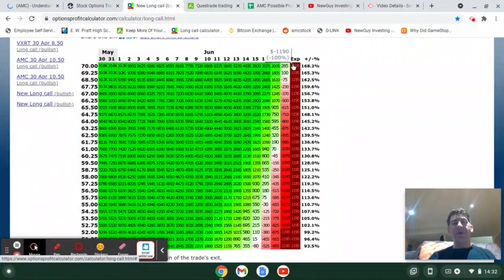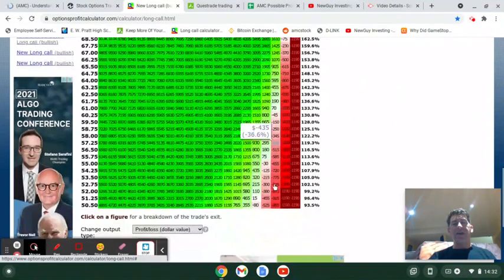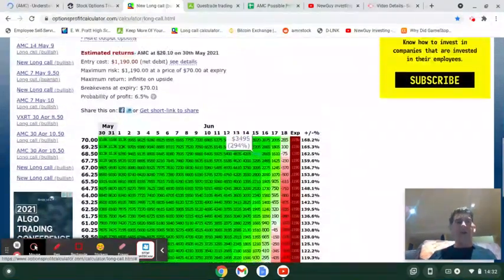Now, if it reaches expiry and it does not reach $70 though, I lose all of the money I invested, that $1,190 I paid for the contract. And if it stays in the lower range, notice that happens sooner, right? So if the price has to go up in the direction I'm gambling, it will. And so this chart will give you an idea.